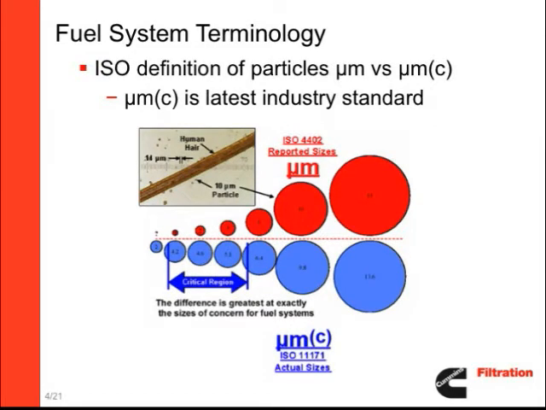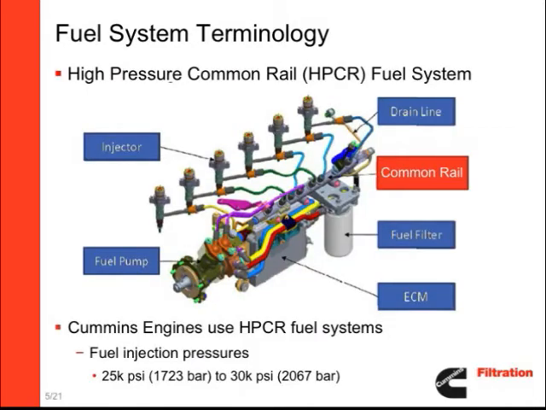The latest industry standard ISO definition of particle size is a micron. Under ISO 4402, the only performance data a manufacturer had to provide about a filter was based on its ability to remove 10 micron particles, or those particles approximately the diameter of a human hair. ISO 11171 calls for multi-pass testing across a wide size range. The process provides more accurate readings across the critical region, the difference being greatest at exactly the sizes of concern for fuel systems.